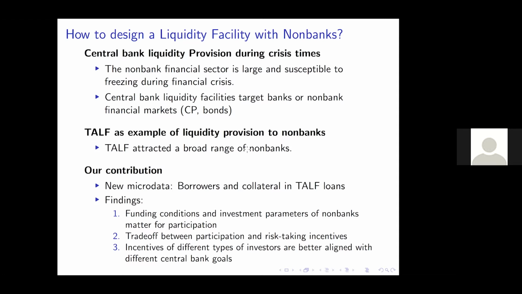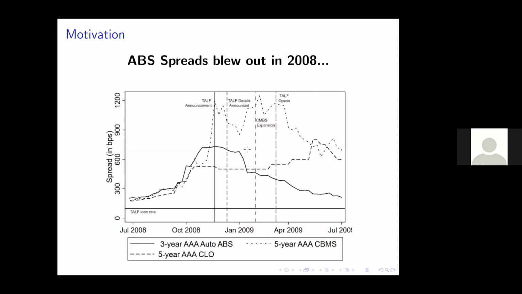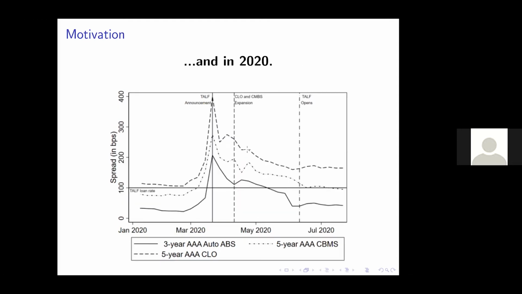Just as a motivation, you may have seen these charts already. Asset-backed security spreads flew out in 2008. They went up to almost 1,200 basis points for commercial mortgage-backed securities, but also for auto ABS, they flew out. And for CLOs, we had the rerun in 2020. You've already seen stark differences between 2008 and 2020, most notably in 2020, the spreads, as you can see here, fall with the announcement of TALF, and I will share my thoughts on what has been going on in there towards the end of the talk.